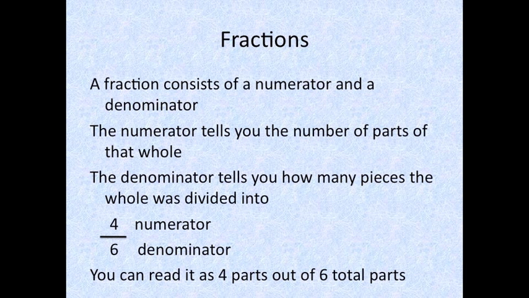A fraction consists of a numerator and a denominator. The numerator tells you the number of parts of the whole, and the denominator tells you how many pieces the whole was divided into. So in this case, 4 is the numerator, and 6 is the denominator. You can read it as 4 parts out of 6 total parts.